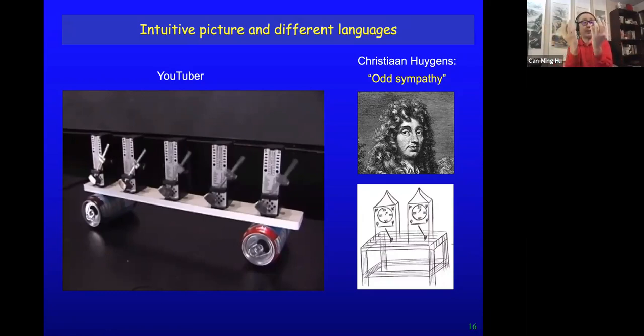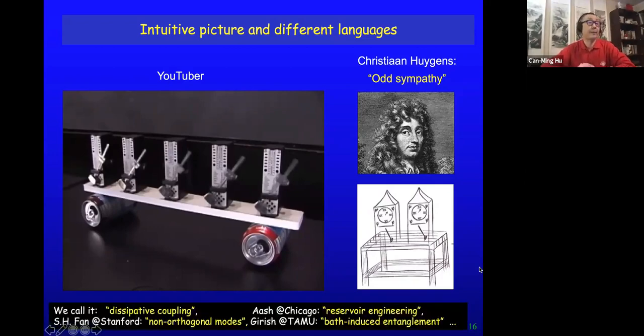Eventually, the frequencies will attract each other, and then they oscillate at the same frequency. And if you look at different fields, this is what we call dissipative coupling, induced by the traveling wave, as in the model I just explained to you. But in other communities, people see a similar effect.